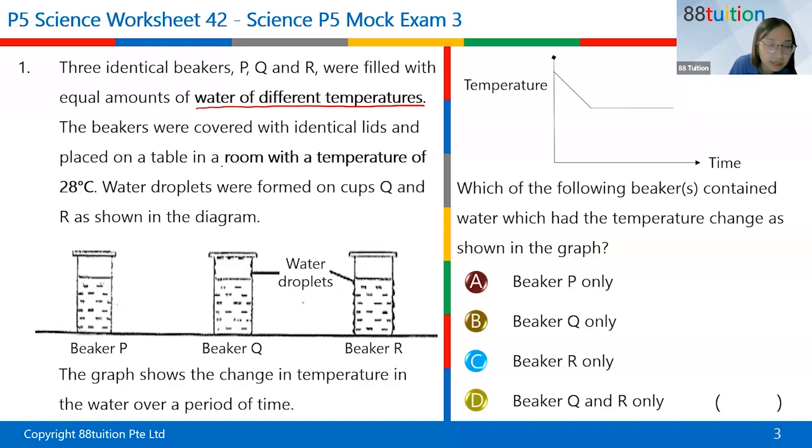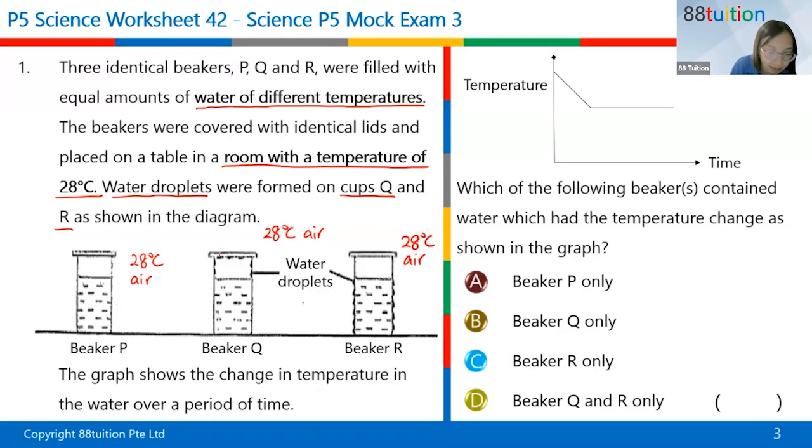And this table is inside a room with a temperature of 28 degrees Celsius. So outside is all 28 degrees Celsius air. I'll just write here. And then they realized that there were water droplets on cup Q and R. So you can see that cup Q has water droplets here. Cup R, it's not clear, so I'm just drawing it. There are water droplets here.